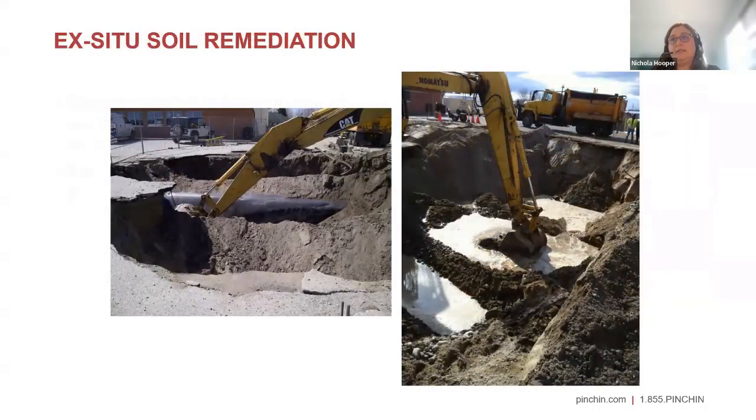There are various types of remediation. Ex situ remediation means we're removing soils from the site. It's not always practical, but it ensures that all the soil from the site, all the contamination from the site, is gone. So here are just a few examples of ex situ soil remediation. This one involves a backhoe. They are just digging out the contaminated soil, loading it in trucks, and taking it away from the site.